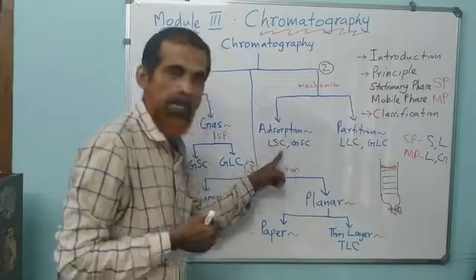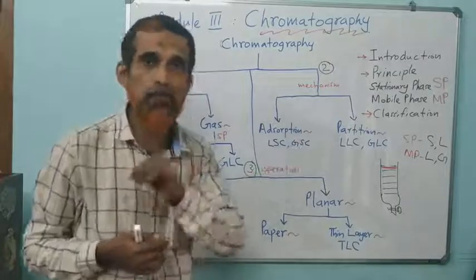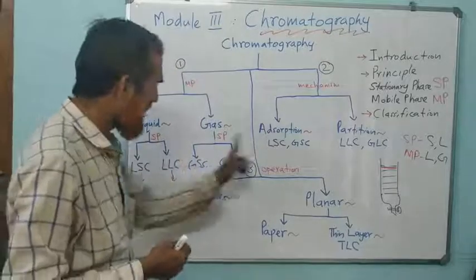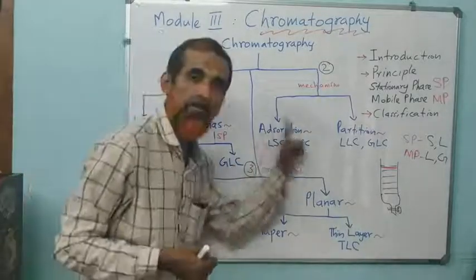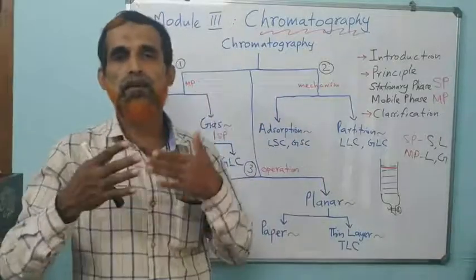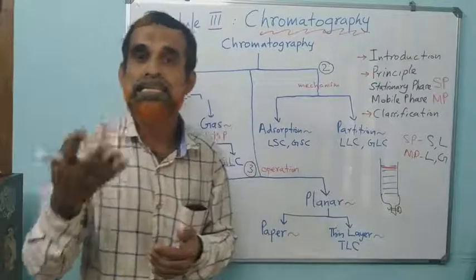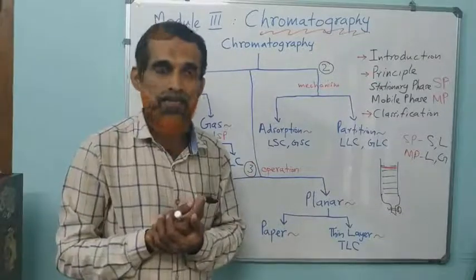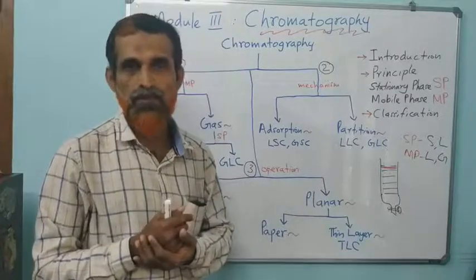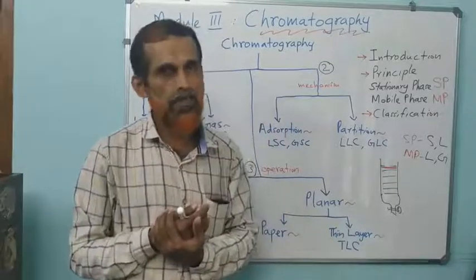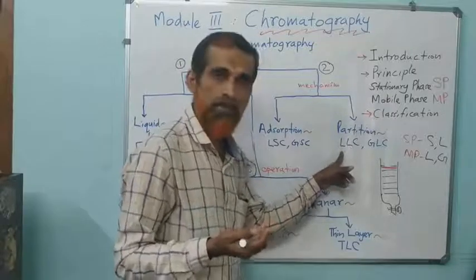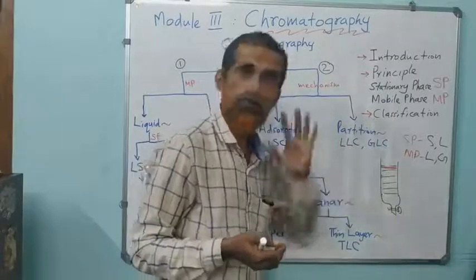For adsorption, naturally the stationary phase has to be solid, isn't it? So that's why liquid solid chromatography and gas solid chromatography come under adsorption chromatography. Whereas in partition chromatography, the mechanism of phase distribution is partitioning, right? So in that, the stationary phase has to be liquid. That means liquid held on an inert solid support. So it can be of two types. That is liquid chromatography and gas liquid chromatography.